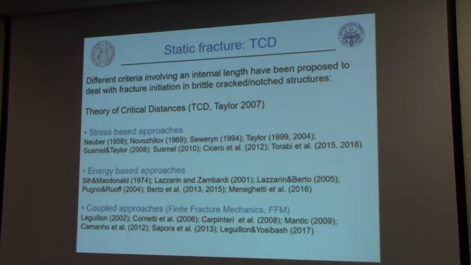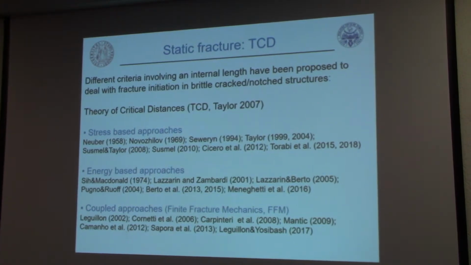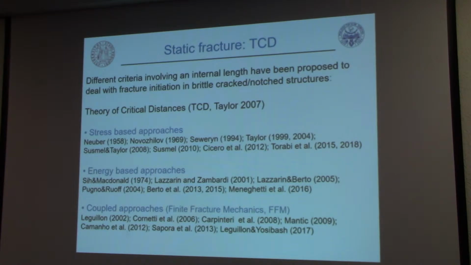Well, let's start from the beginning and from static fracture. Different criteria involving an internal length, a material length, have been recently proposed to deal with fracture initiation of cracked and notched structures. This framework is generally known as the theory of critical distance, according to the terminology put forward by David Taylor.